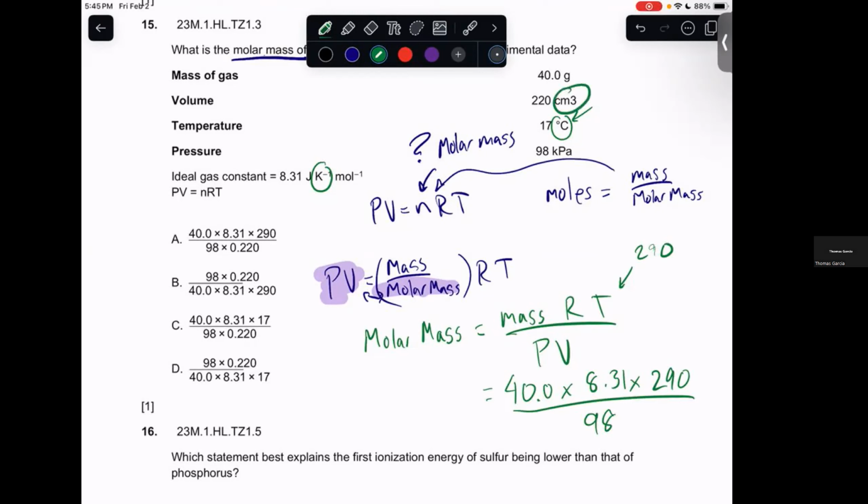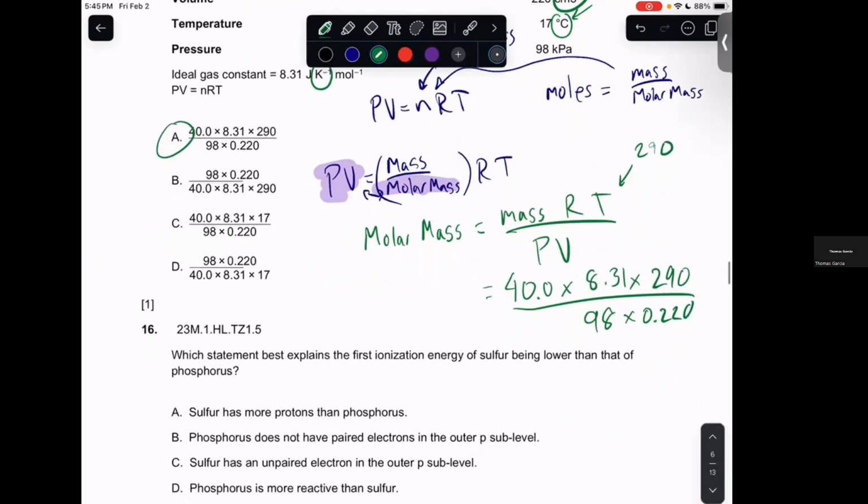Oh, here's another problem. 220 centimeters cubed. That doesn't fly. We use decimeters cubed. So we're going to have to convert that by dividing by 1,000. So we're going to say times 0.220. So when we solve this out, we're going to find out that we've just rewritten A all over again.